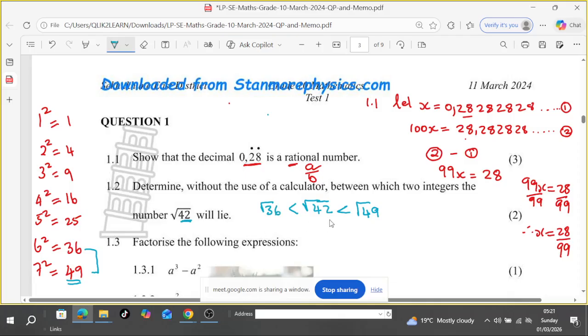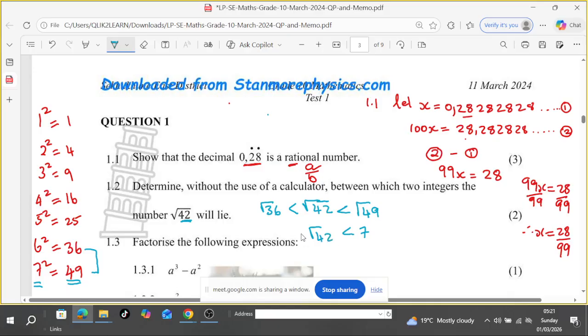First thing first, you need to find the perfect squares where your 42 lies between. Then from there, we know that the root of 49 is just 7. If we square root 49 it is 7, and then this will be root 42.